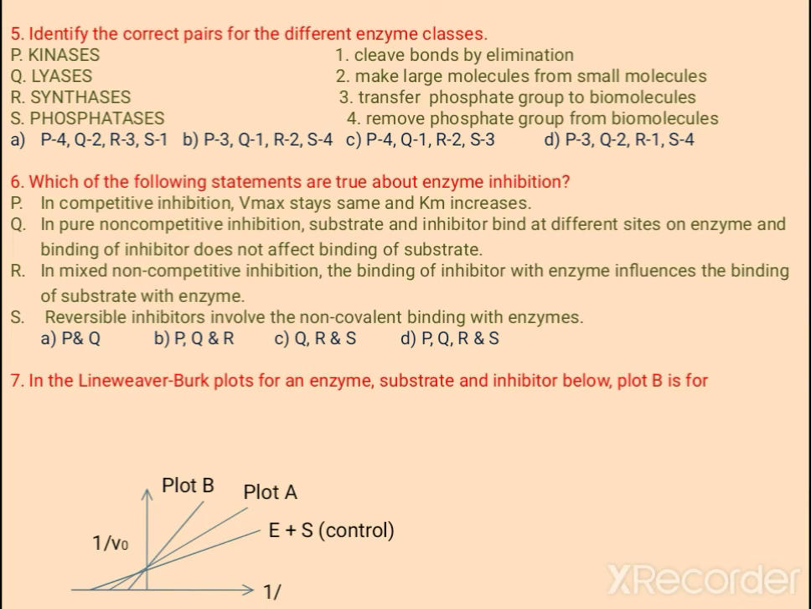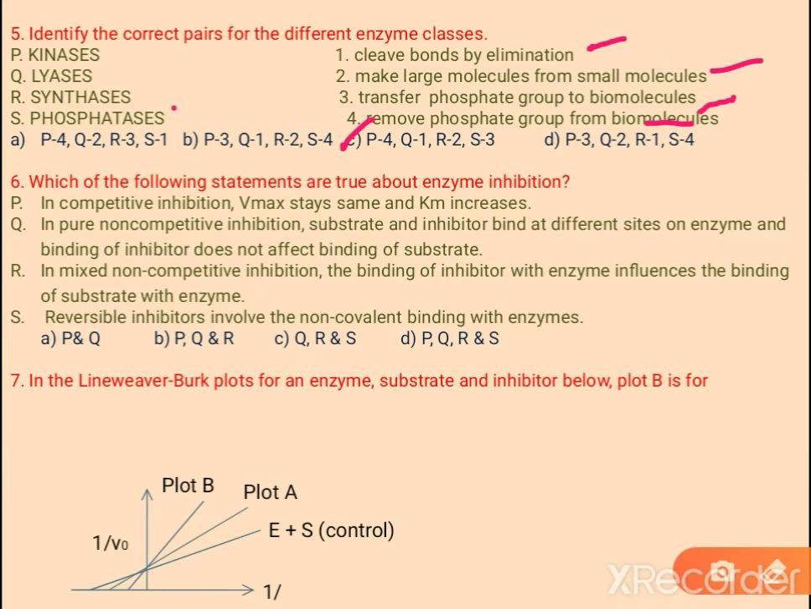Next, come to the fifth question. Identify the correct pairs for the different enzyme classes. So here the right option will be number C, because kinases transfer the phosphate group to biomolecules, the lyase cleaves bonds by elimination, the synthase makes large molecules from small molecules, and the phosphatase removes phosphate group from biomolecules. So the correct option will be C.